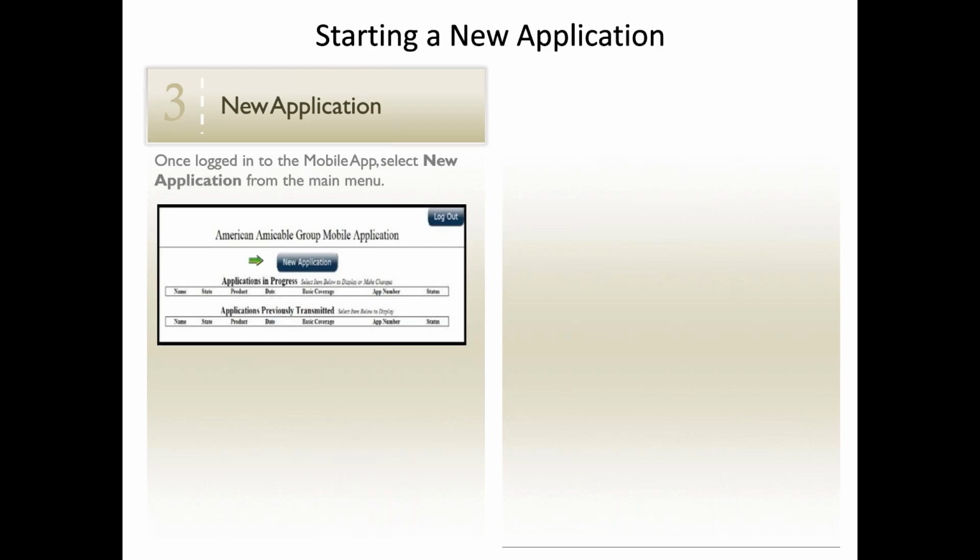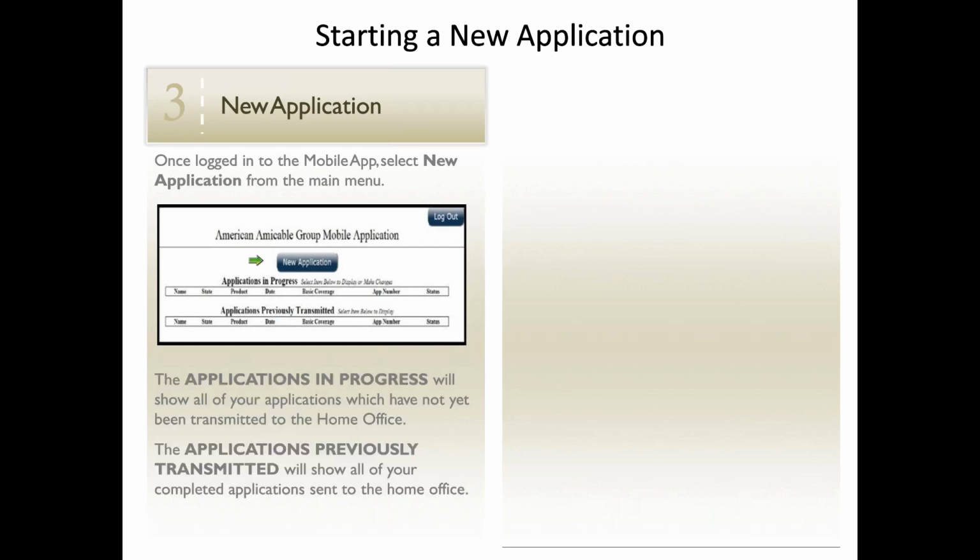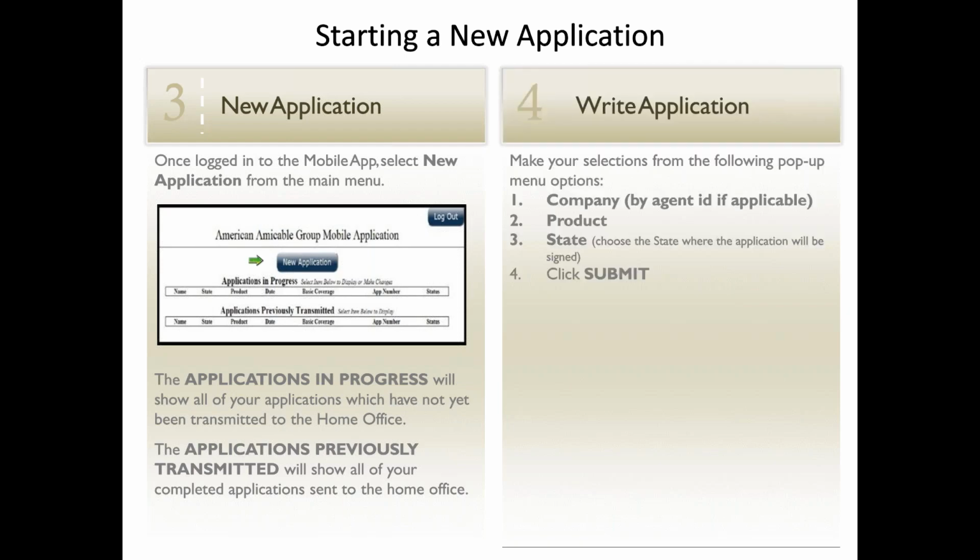So select new application from the main menu. Click on where that little green arrow is pointing right there. Right below that, there's applications in progress, and then there's stuff that you previously transmitted to us. This could be any product line, whether it's final expense or term or UL with us, and all your old stuff that is still sitting out there or stuff that you've already sent to us will be in the appropriate spot for it. Okay, so if you do an application and you didn't quite get it all done for whatever reason, it will be sitting there in the applications in progress area. And if you did send something to us, it'll be in the previously transmitted area there for you.